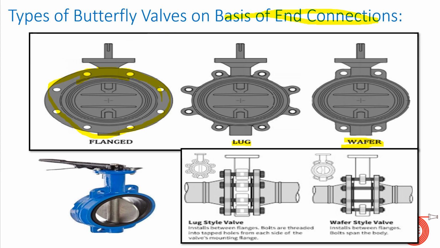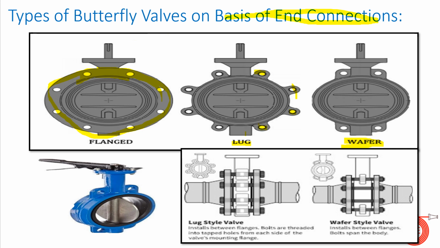So what happens if there is a space constraint? We go for the lug type or wafer type. What is the difference between lug type and wafer type? The lug type doesn't have any flanges at its ends. Instead, it has lugs, and those lugs are placed on the body of the valve.